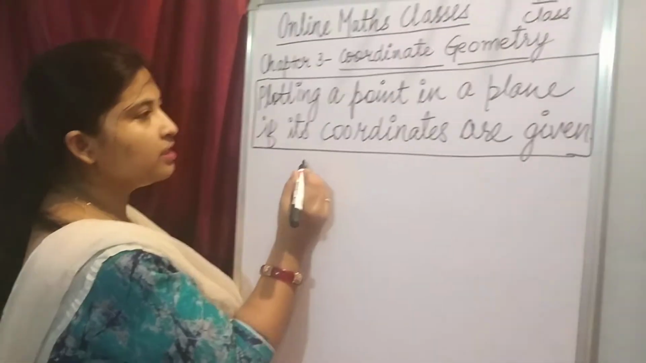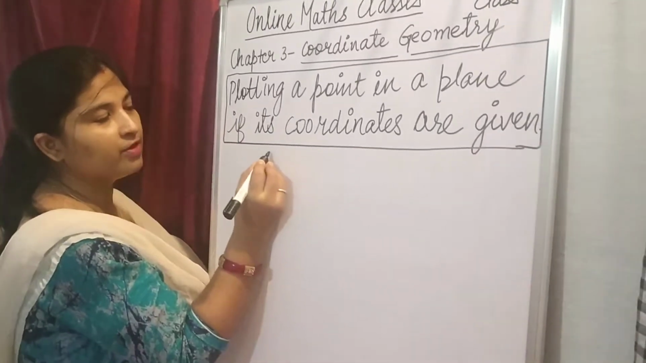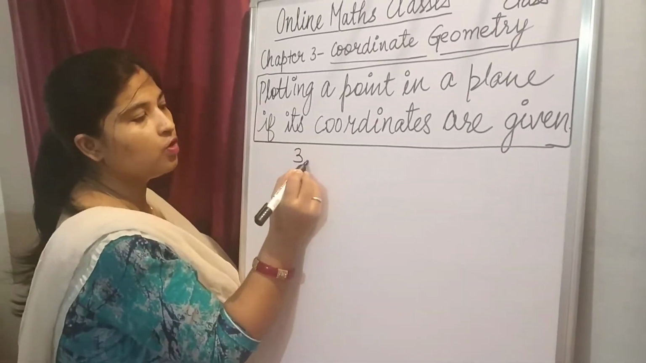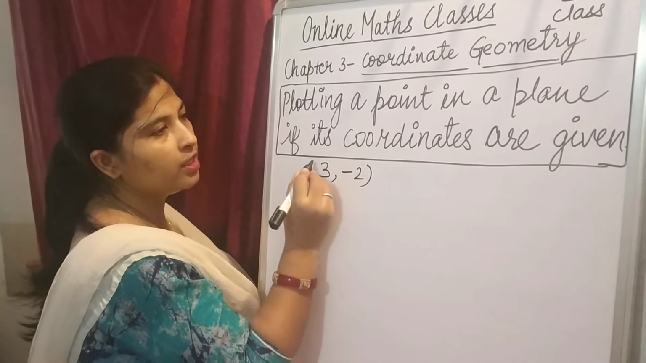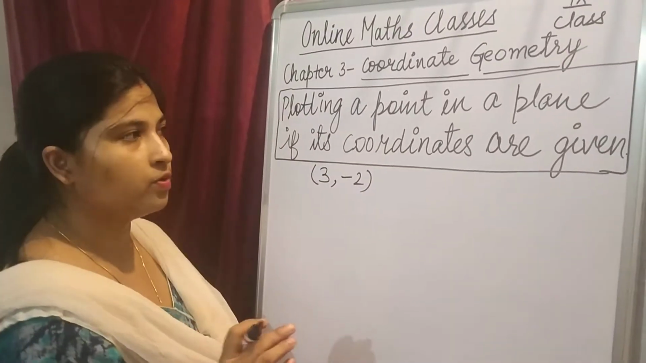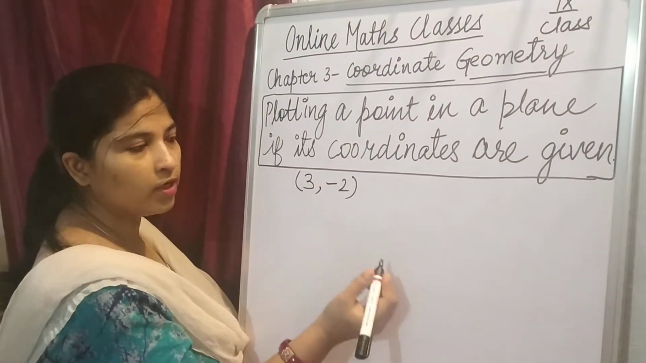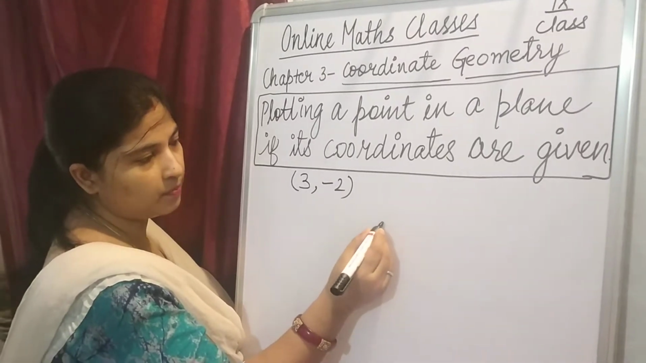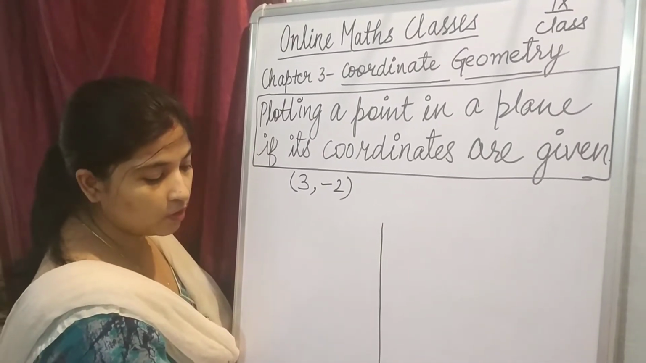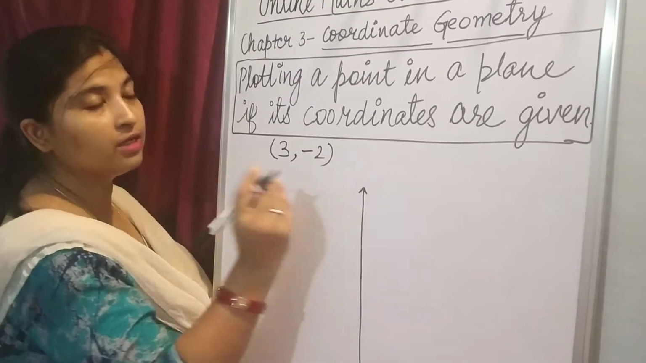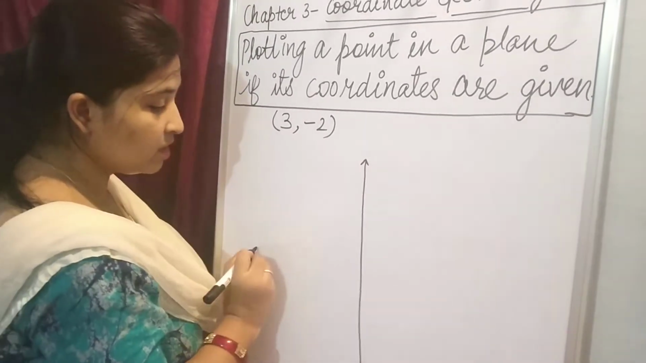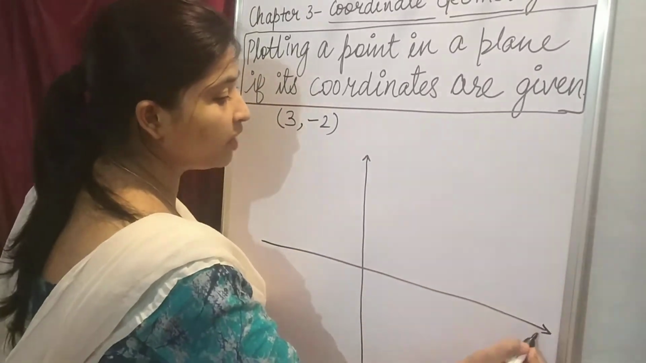Suppose I tell you to plot (3, -2) in a Cartesian plane. So this you have to draw in a plane. How you will draw it, that is important. First of all, remember students, all these things you have to make in graph.